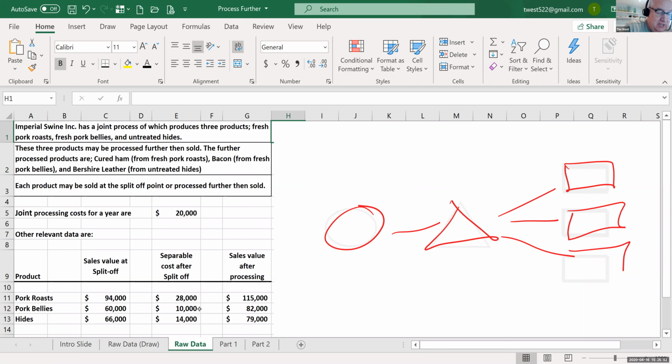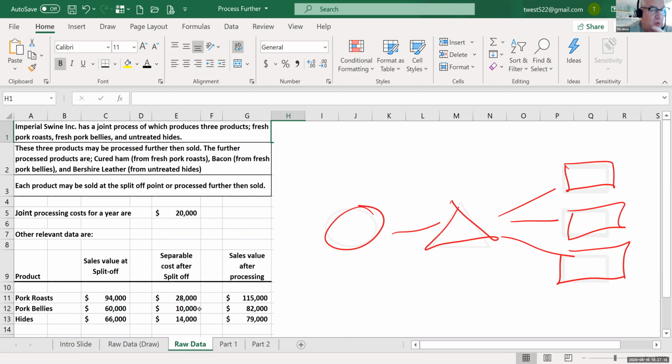How does the money flow through this visual? Well, what we have to determine is the difference between what we can sell it for now. Let's look at this pork belly. We can sell this pork belly now for 94,000. If we process it further, we can sell it for 115.